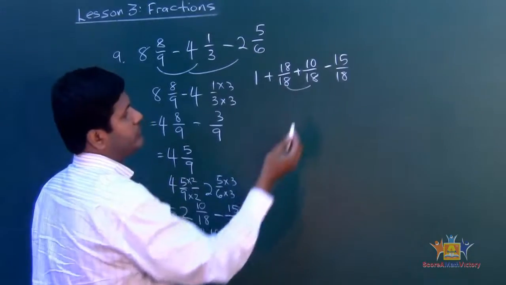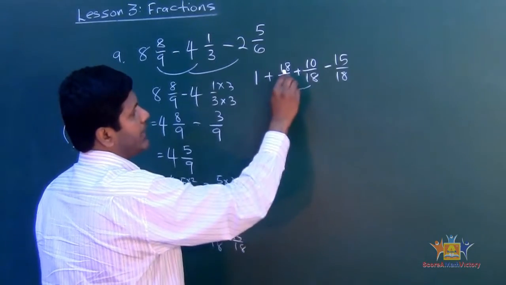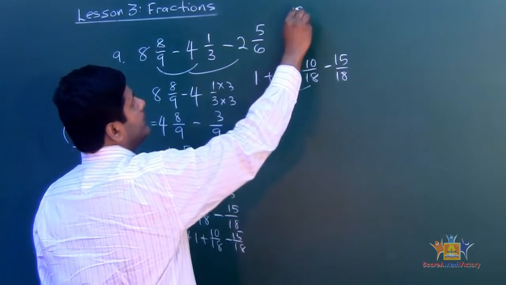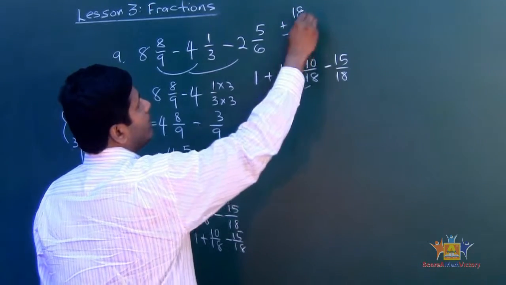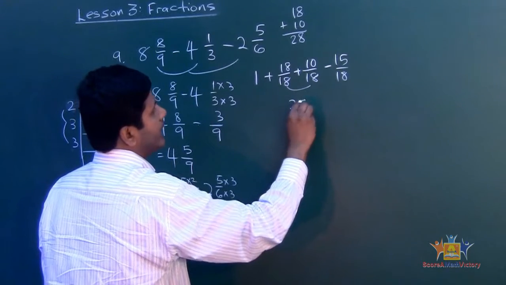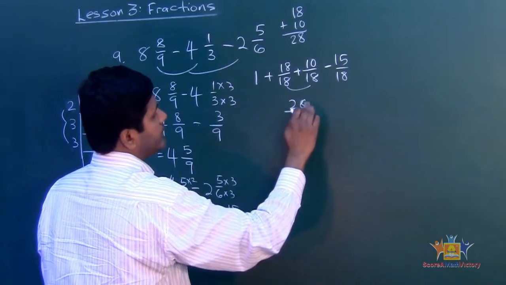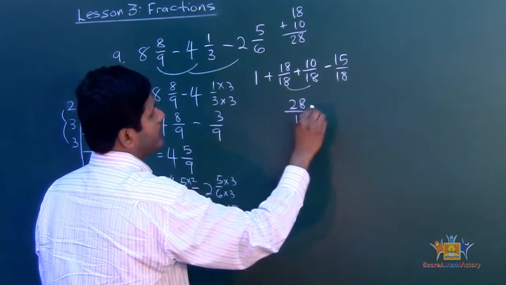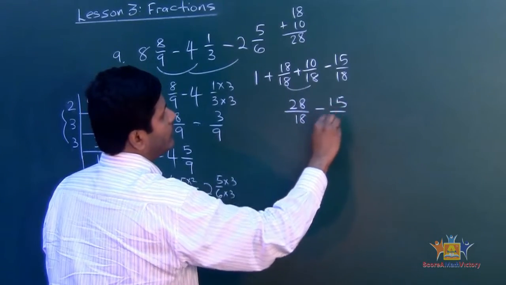Okay, I can combine these two. So 18 plus 10: 8 plus 0 is 8, 1 plus 1 is 2. So that makes it 28 over 18. Alright, 28 over 18 minus 15 over 18.